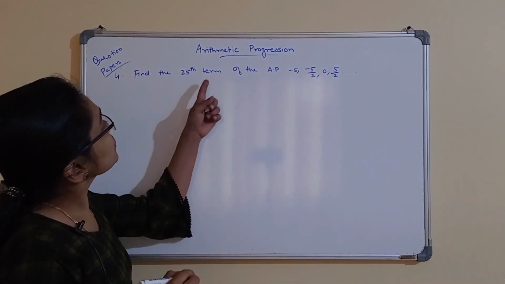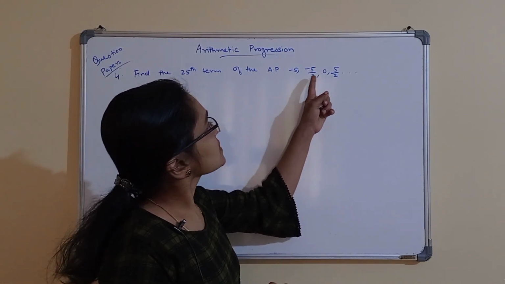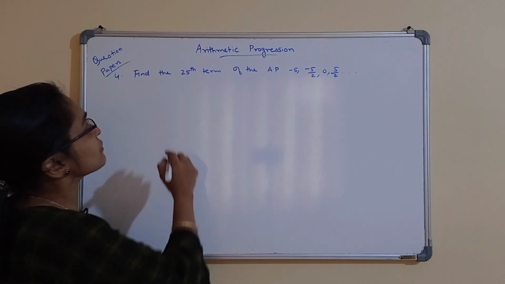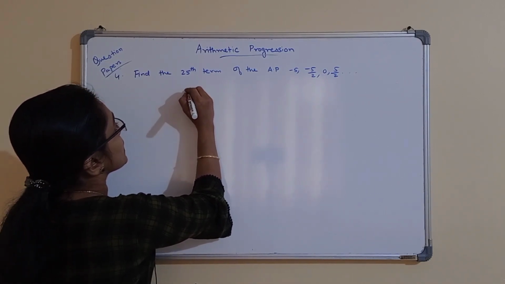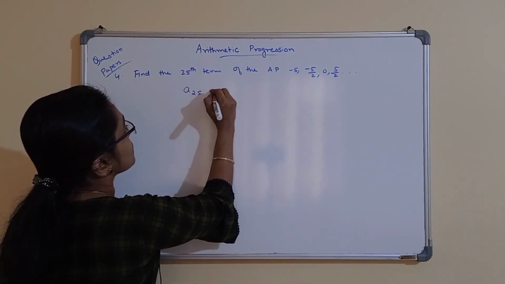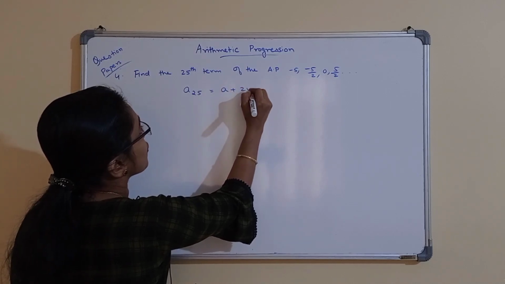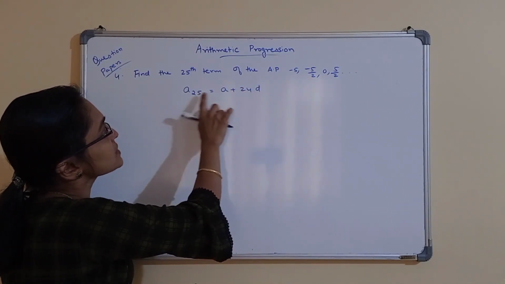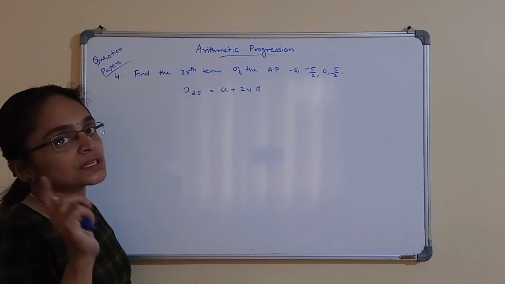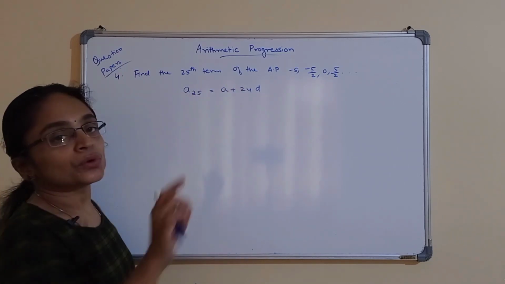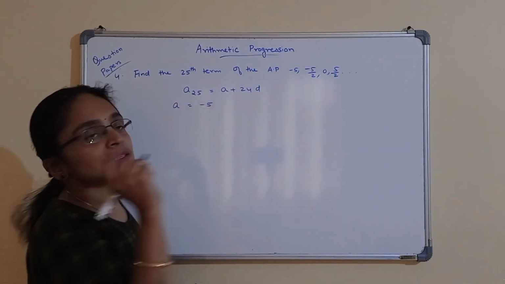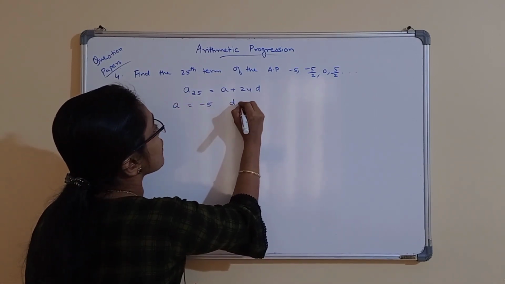Next one, find the 25th term of the AP, minus 5 by 2, 0, 5 by 2, etc. So the 25th term, that is A25, equal to a plus 24d. A plus n minus 1 into d, that is a plus 25 minus 1 into d, which is 24d. Okay. And a is equal to minus 5. a is the first term and d is the common difference.